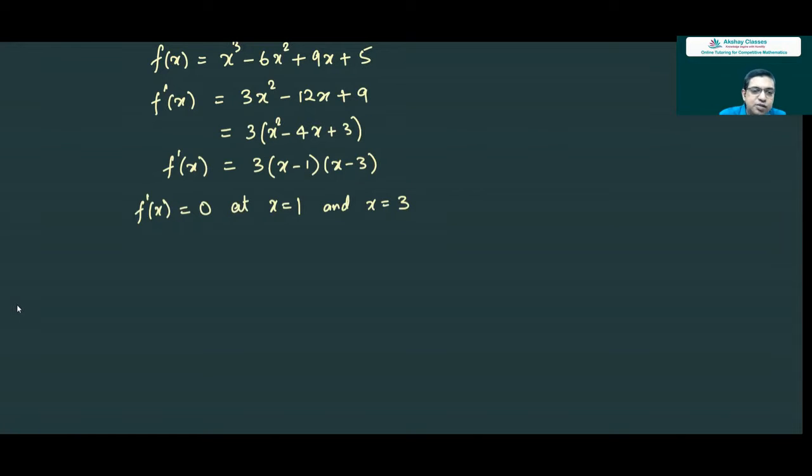At both these points the derivative is 0. Now, just using the first derivative test, let's draw the number line like this, and let these be the point 1 and the point 3 on the number line. Okay, this is the point 1, this is the point 3 on the number line.